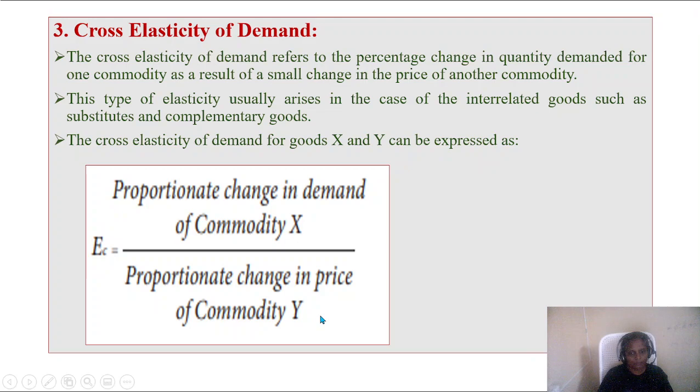For example, we have seen substitute goods and complementary goods, like coffee and tea, car and petrol, bread and butter, pen and ink. These are all examples of substitute and complementary goods. So what will happen to the changes in the price level? If the price level of petrol increases, what will happen to the demand for petrol-run cars? The demand depends upon that.